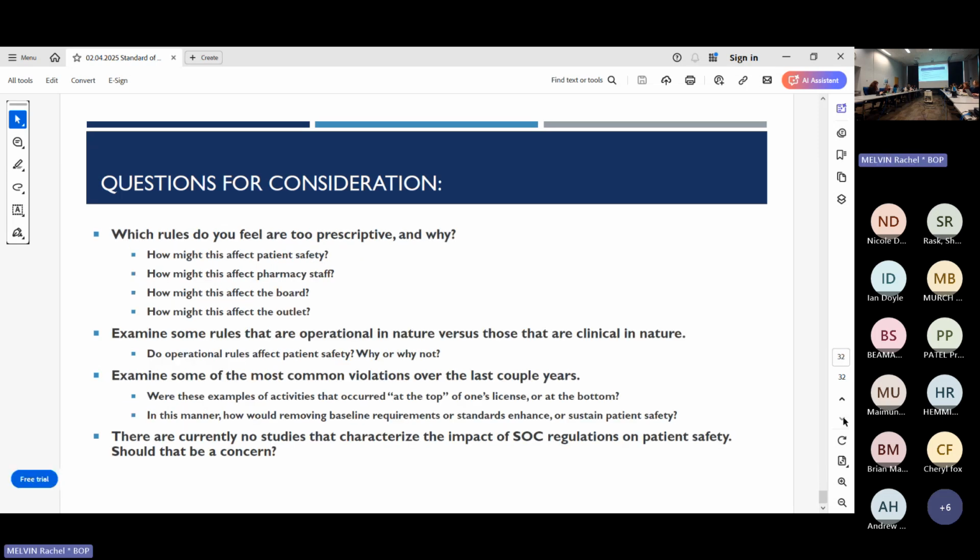And with just a few more questions you might consider. Which rules do you feel are too prescriptive and why? And we've heard that mentioned today. So from what vantage point are we making that assertion? And is it from the standpoint or perspective of a pharmacist? How does that relate to patient safety? How do these prescriptive rules affect the board and the outlet? And how would the abolishment of those affect the board, the outlet, pharmacy staff, patient safety, et cetera?